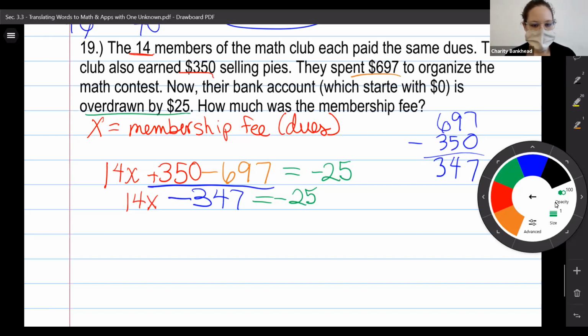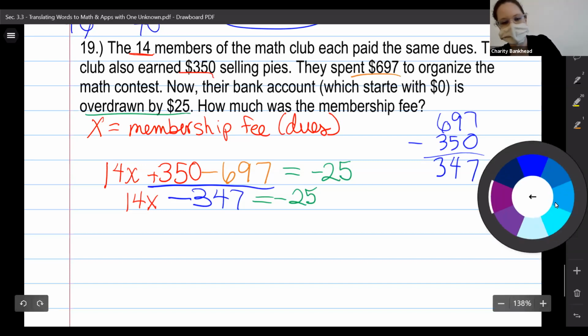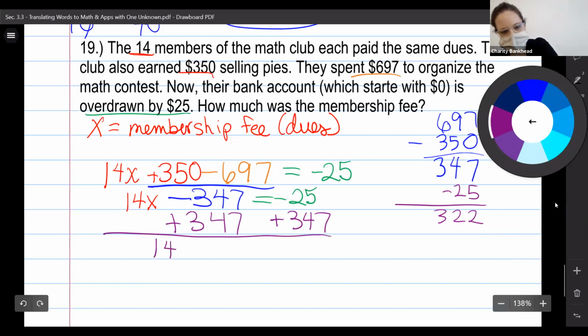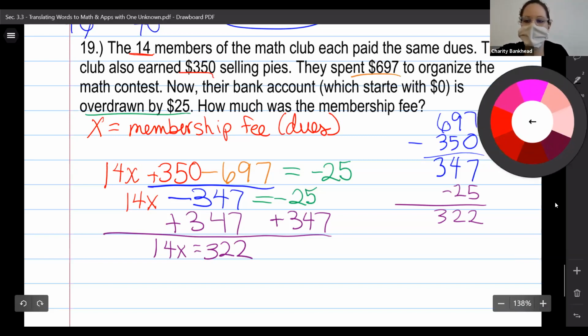Okay. So next I'm going to add 347 to both sides. That's basically the same thing as saying 347 minus 25, which would give me 322. So then I have 14x equals 322. So then I need to divide both sides by 14.